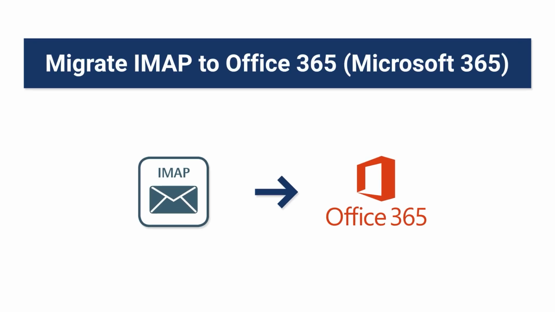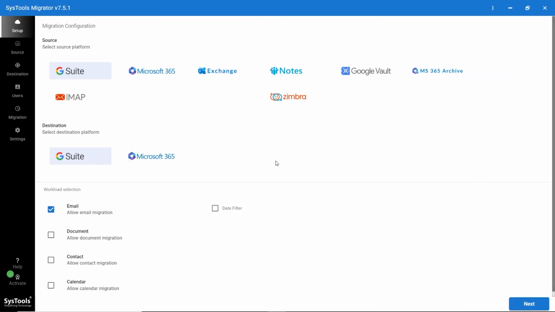Migrate IMAP to Office 365. This is the interface of the SysTools Migrator tool. The SysTools Migrator allows you to migrate data between various sources and destinations.